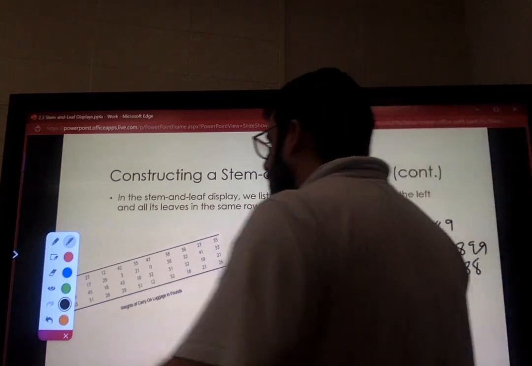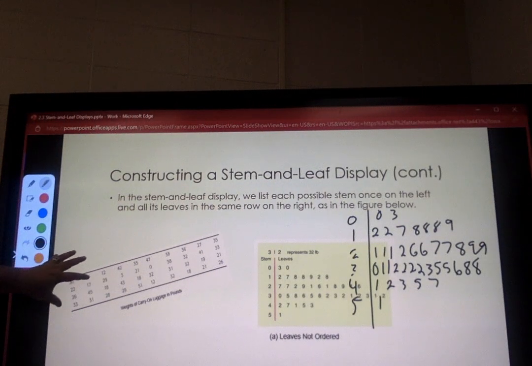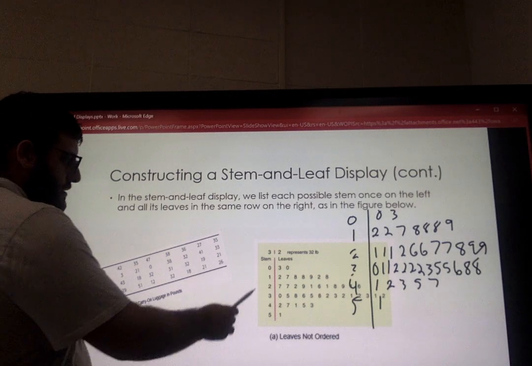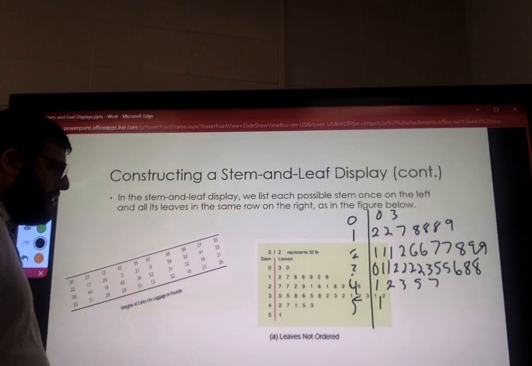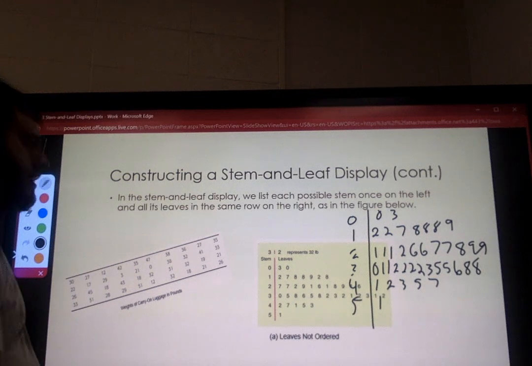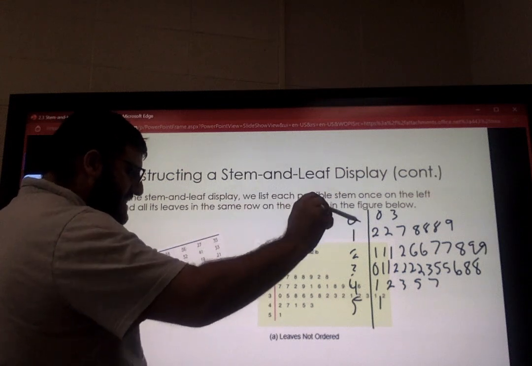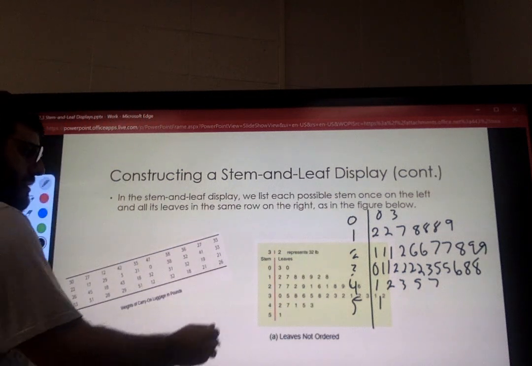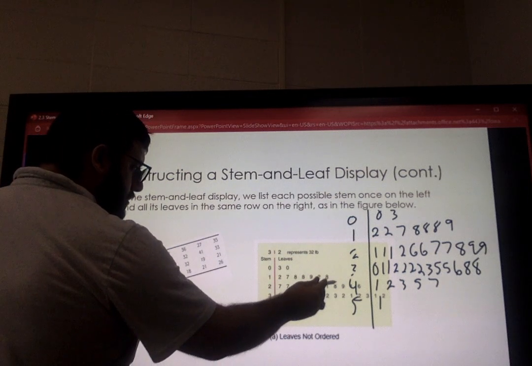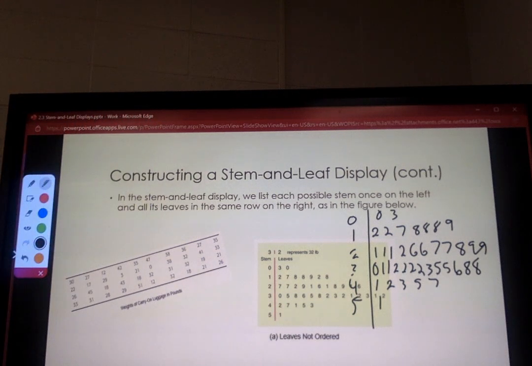Again, let's go back and recap, right? So all of this data that's on this side, all this data that's on here, right? We have our tens digit, 0, 1, 2, 3, 4, 5. For the 0, that means any number from 0 to 9 gets put here. So that's why I have 0 and 3. Where the stem is 1, all numbers from 10 to 19 go in here. Here, 20 to 29, 30 to 39, 40 to 49, and then, of course, 50 to 59.